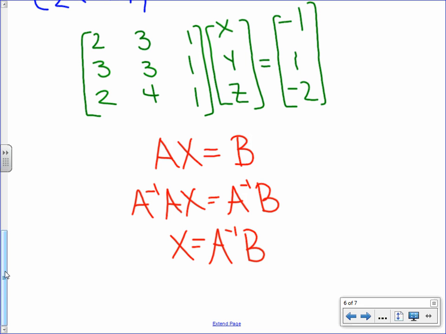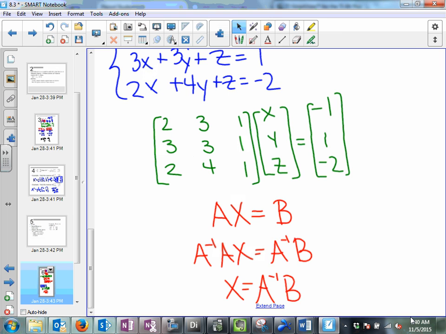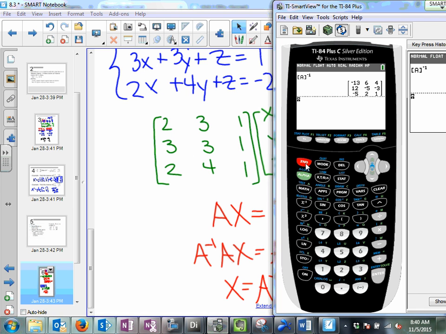So this is what I would do. Go to your calculator. And we're going to make A our 3 by 3 matrix. So A is going to be 2, 3, 1; 3, 3, 1; 2, 4, 1. Then we can enter in B. If we go and edit B, what's the order of B? 3 by 1. Negative 1, 1, negative 2.